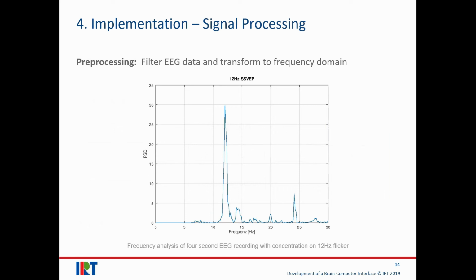The core part of the whole application is the concept behind the EEG processing. Here you can see, for example, a 4-second epoch from a user that was concentrating on a target blinking at 12 Hz. The data is already pre-processed and converted from the time domain into the frequency domain, so you can see the clear peak at 12 Hz. This is an ideal epoch, and unfortunately not all the data looks as clear as this one.